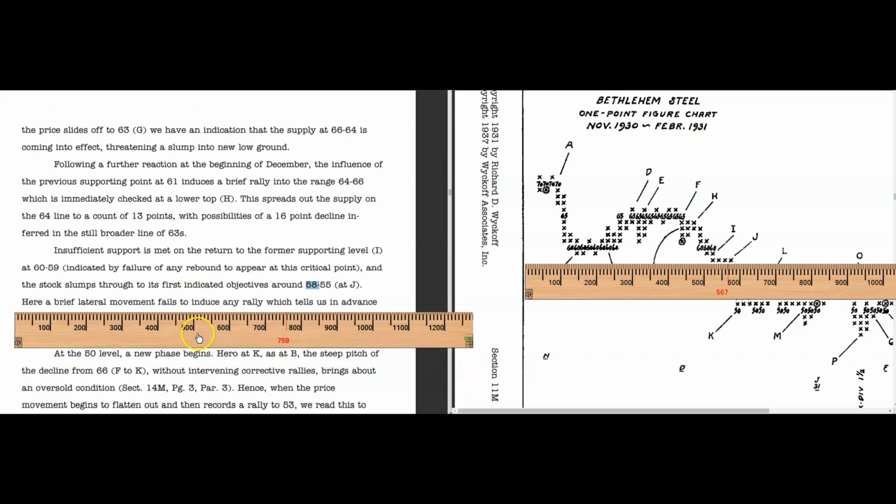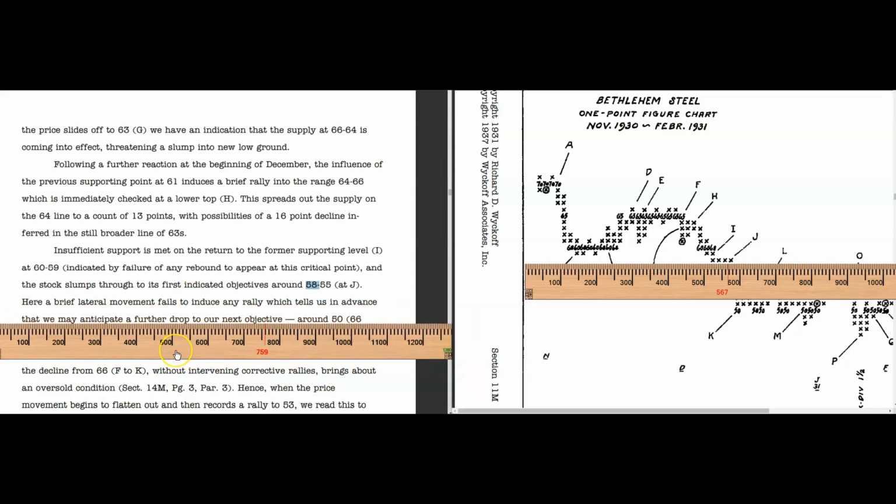Here we have lateral movement that fails to induce any rally, which tells us in advance that we may anticipate a further drop. Again, if price goes to a level and doesn't react, it's going to go lower because it's not inducing demand. It's like saying that instead of going up, it's going sideways. Lack of demand, it's going to puke. So at J, you see X, X, X, X moving sideways, not even reacting back to 60 or 61. So it's going to break.